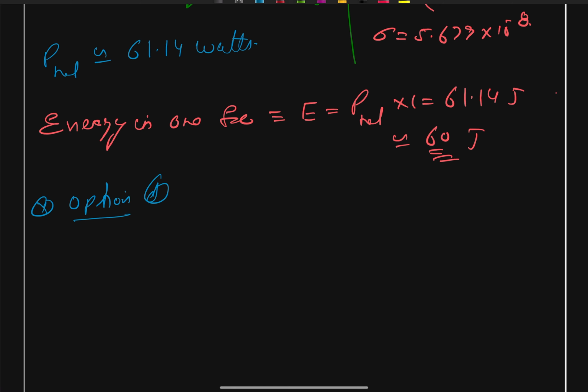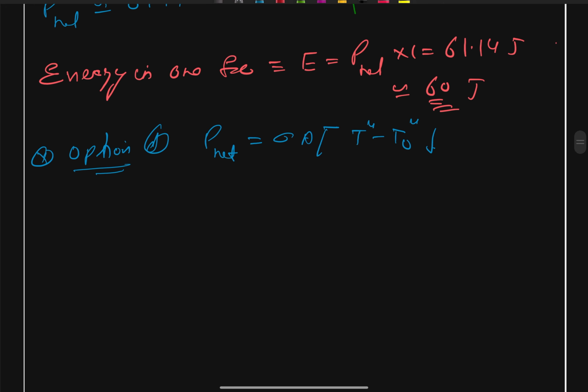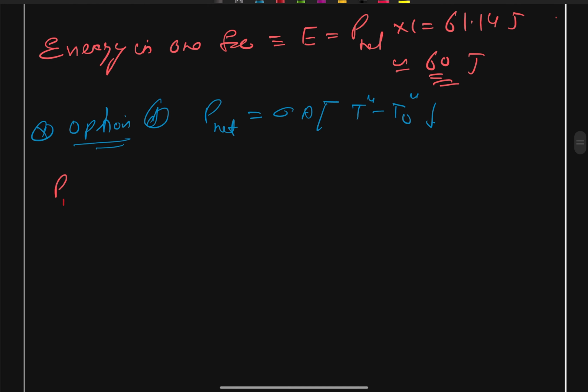And moreover, this is also a general concept that whenever we reduce our surface area, the net power radiated by any body is reduced. So this is sigma A, and we have this as T raised to power 4 minus T naught raised to power 4. So from here we can say that our P net is directly proportional to the area. So if area reduces, the P net also reduces. So option D is also correct.